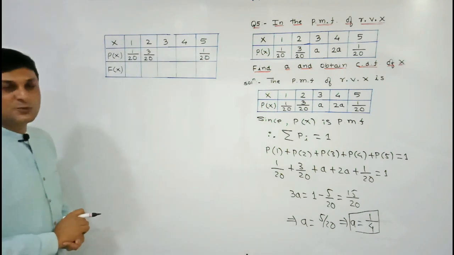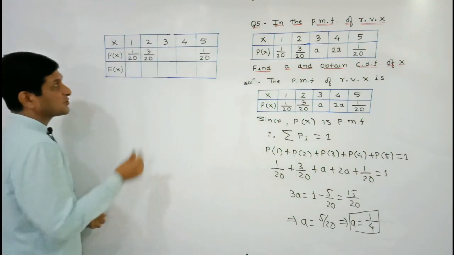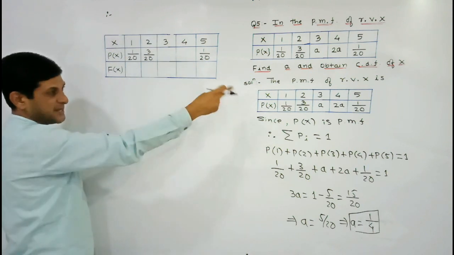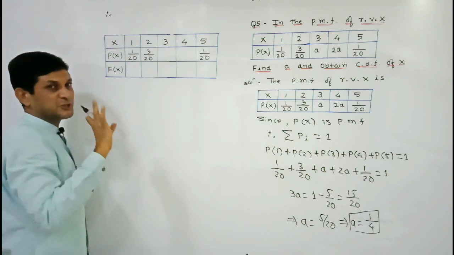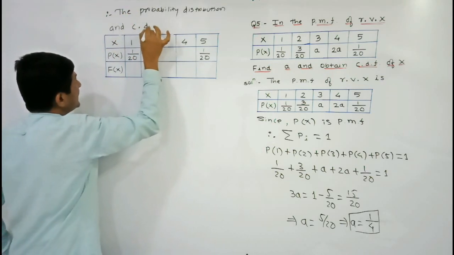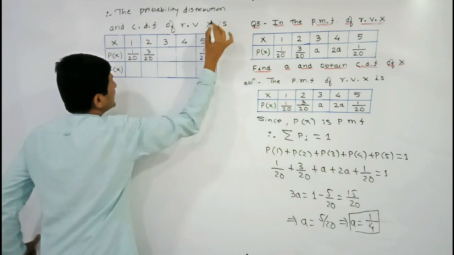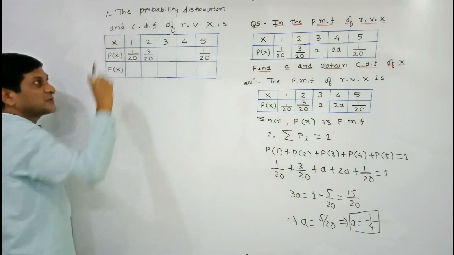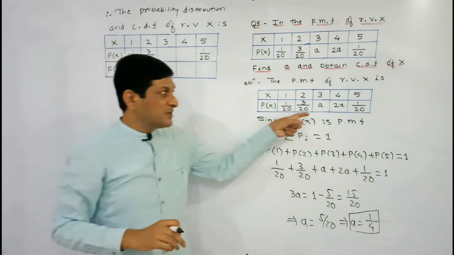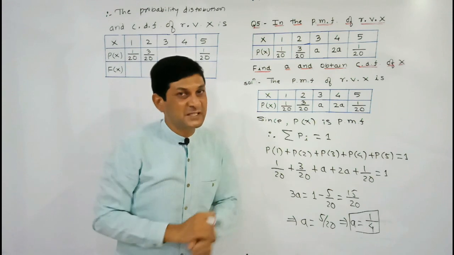Once the value of a is known to us, now let us try to find out the CDF of random variable x. So we are again considering the same values of random variable and its probability, and this table is called as what? Probability distribution. So the probability distribution and CDF of random variable x is, so in this table we have to find out CDF, but to find out CDF we will require what? Probability distribution. So probability distribution is already given to us, but one unknown value is there, a. Now I am replacing a by its value.